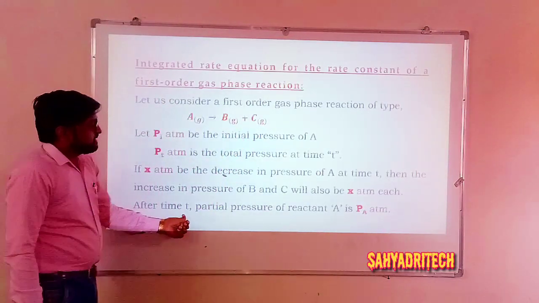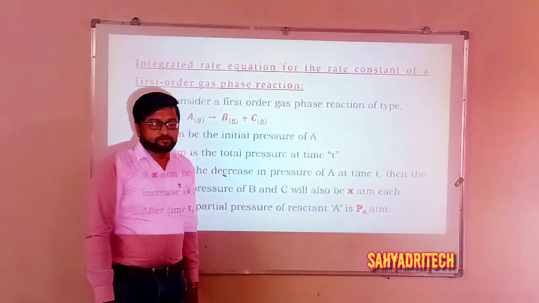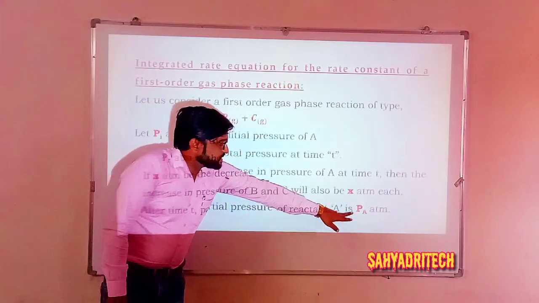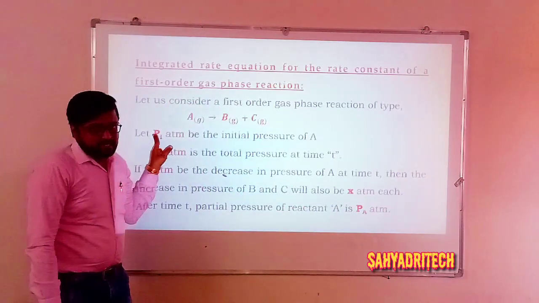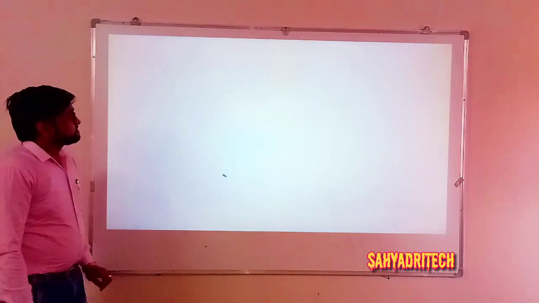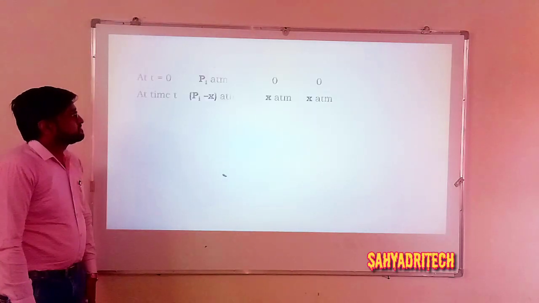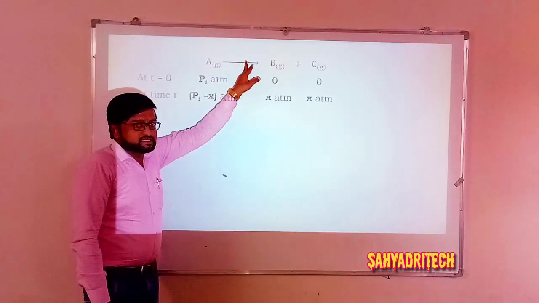So after time t, the partial pressure of reactant A is indicated as just Pa atmosphere. So what is that Pa? Pa will be equal to Pi minus X atmosphere. Say A gives rise to B plus C, gaseous reactant.